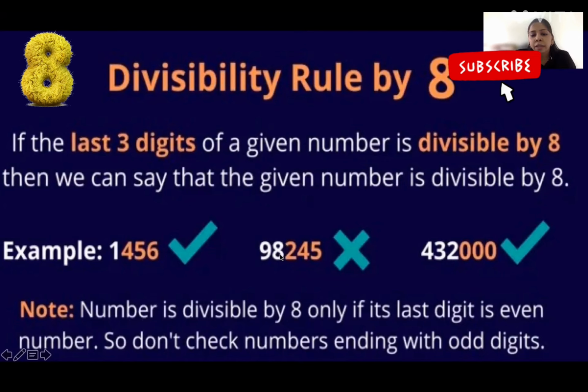And the next one is 98245. The last three digits are 245, but 245 is not divisible by 8. So the whole number is not divisible by 8. The next one is 432000. It is divisible by 8. Note, a number is divisible by 8 only if its last digit is an even number. So don't check numbers ending with odd digits.